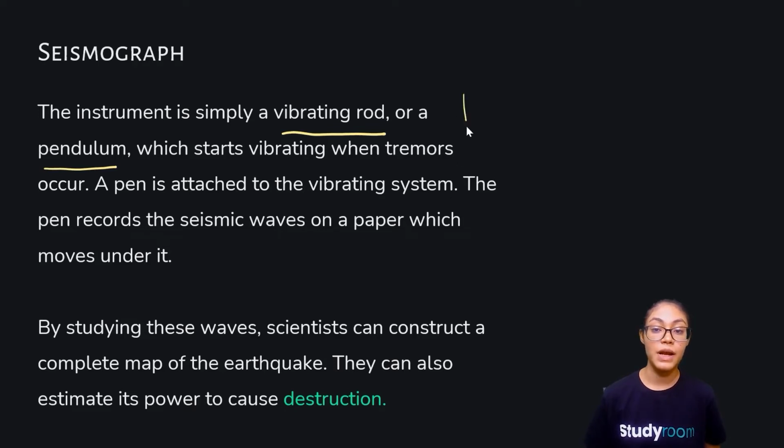So there must be a pen attached to it, and then it notes the seismic waves on the paper, and thus the magnitude can be calculated. Then by studying these waves, scientists can construct a complete map of the earthquake. They can also estimate its power or the magnitude to cause the destruction, right?